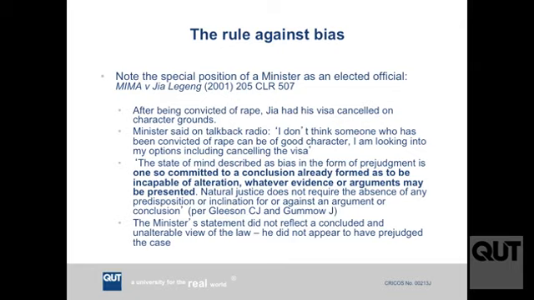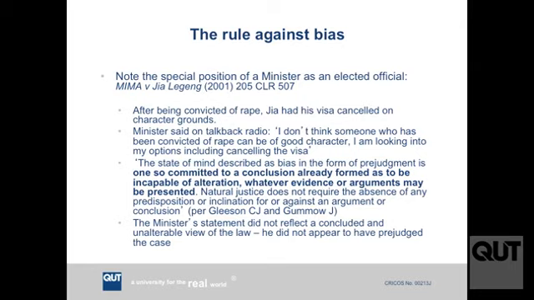A key case here is Minister for Immigration and Jia Legeng. Jia had been convicted of rape against his former partner and his visa was cancelled on character grounds. The AAT overturned the cancellation and recommended that Jia's visa be reinstated and adopted a far more favourable version of events. This decision caused a public outcry, and the minister was displeased with the AAT's decision in this and a similar case.